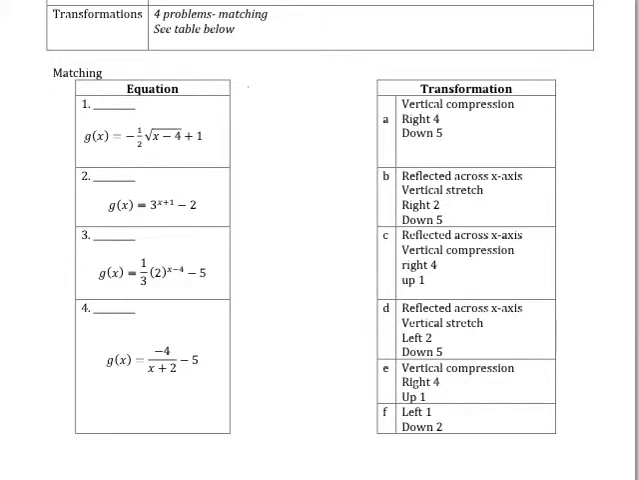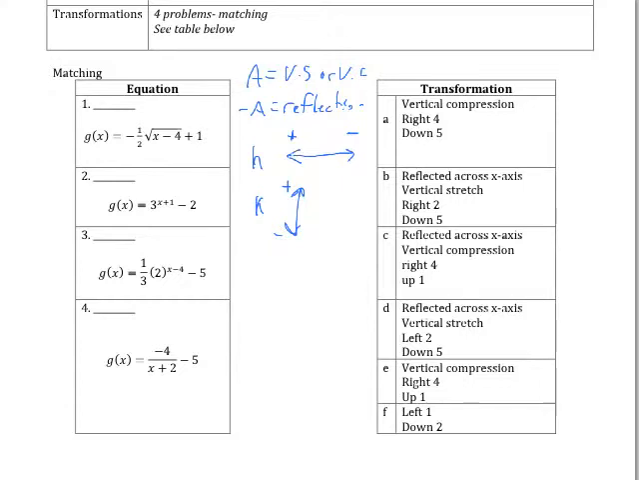The A number causes it to be a vertical stretch or vertical compression, and if it's negative, then it causes it to be a reflection over the x-axis. The H number, if there is one, will cause the graph to go left and right. If it's a plus sign, it'll go left, and if it's a minus sign, it'll go to the right. And then the K value will cause it to go up and down, and if it's plus, it goes up, and if it's minus, it goes down. So we just need to run through these and try to identify the numbers.